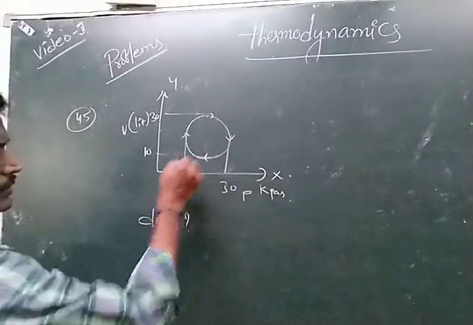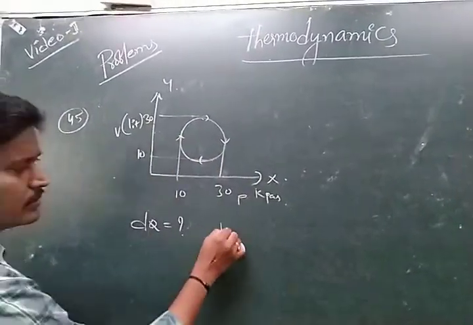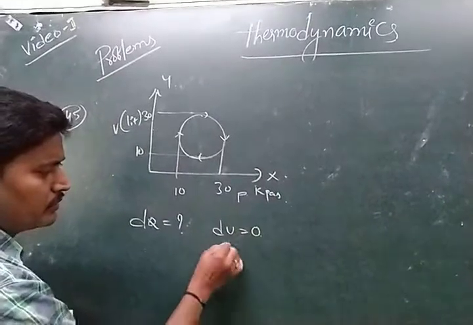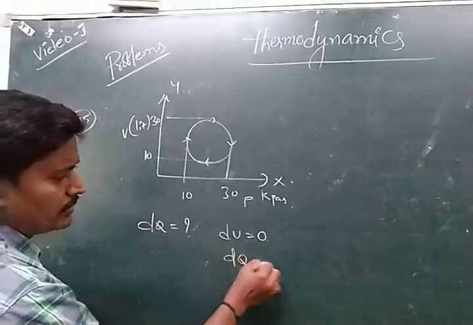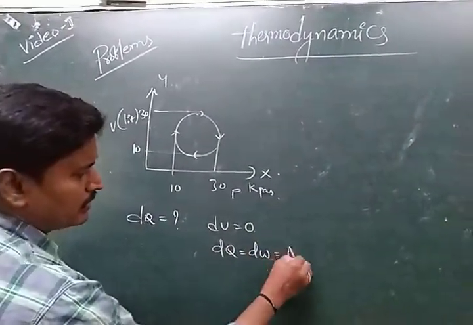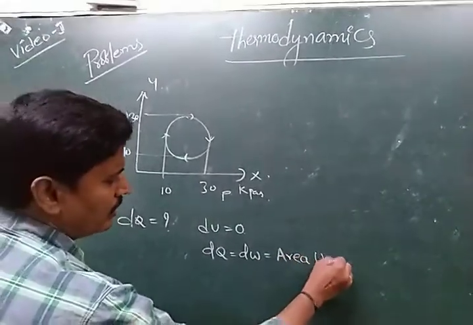So this is a cyclical process. The change in internal energy is 0. Therefore dq is equal to dw. dw is nothing but the area under the graph.